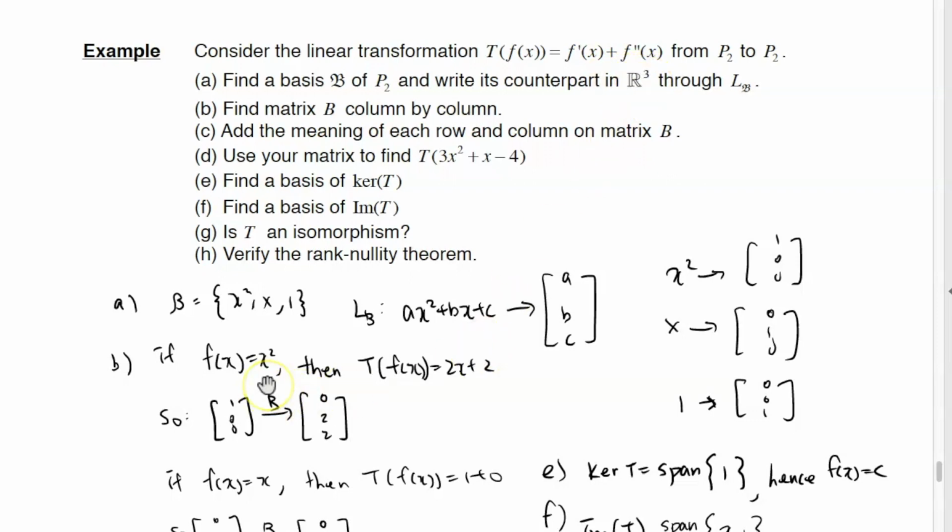So what is the output when I plug in x squared? The derivative is 2x, the second derivative is 2, so T of x squared equals 2x plus 2. Now what we did here is going across. Now I need to go down again because I want to express that as a vector. The vector corresponding to 2x plus 2 is 0, 2, 2, because there's 0 of x squared, 2, and 2. So here it is. And that means my matrix B will have its first column being 0, 2, 2.